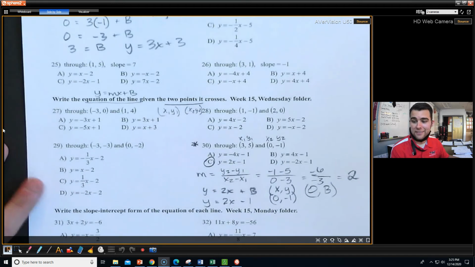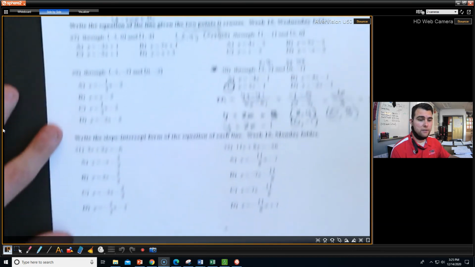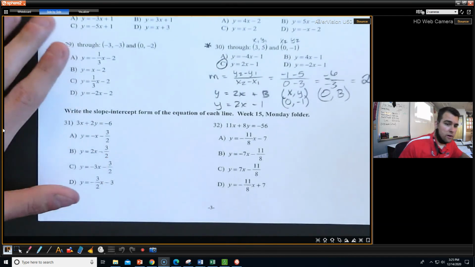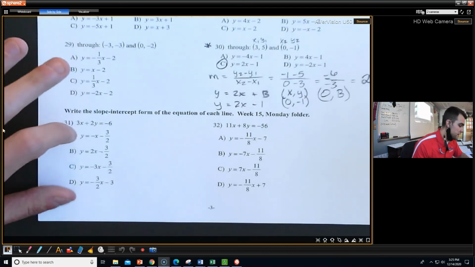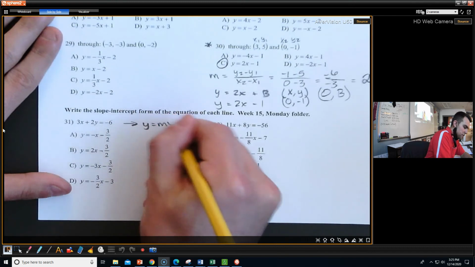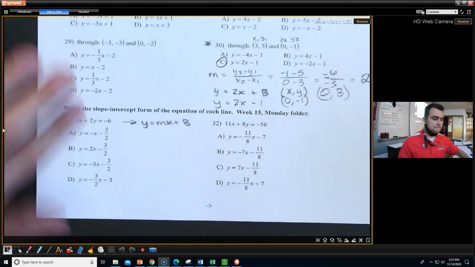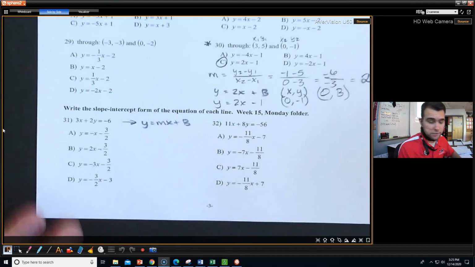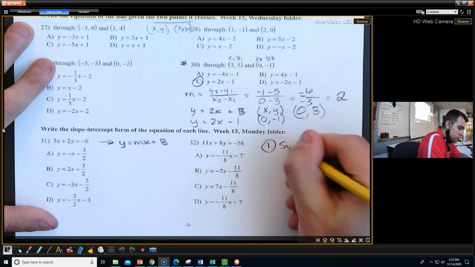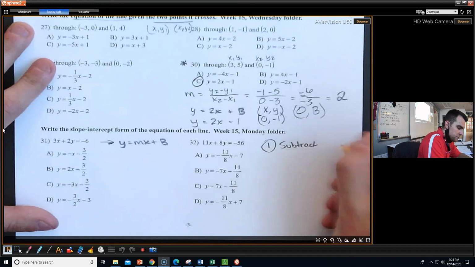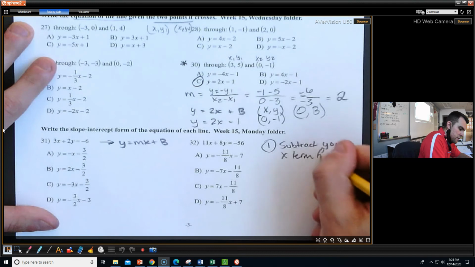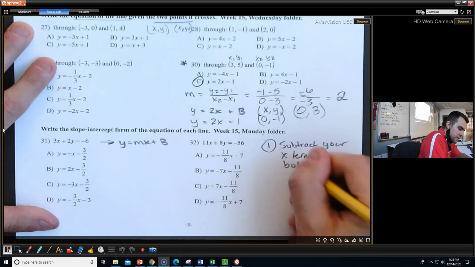And finally, the last topic. This is writing slope-intercept form of each line. We're given something that looks like this, and we're trying to turn it into y equals mx plus b. There are two steps to doing this. First step, you're going to subtract your x term from both sides right off the bat.